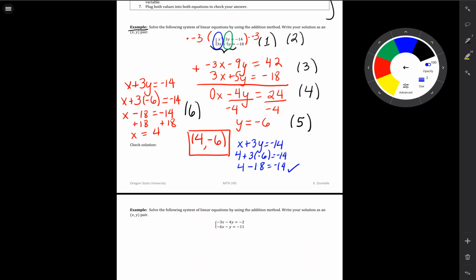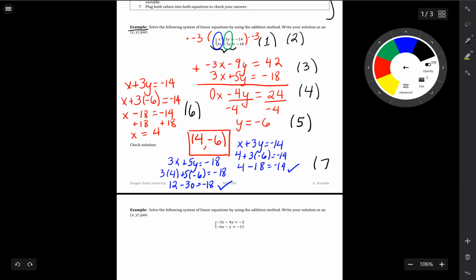And then I need to check the other one as well. So I have 3x plus 5y equals negative 18. That is 3 times 4 plus 5 times negative 6 equals negative 18, or 12 minus 30 equals negative 18, also true. So now that we have done this last step, step 7, we know that we have the correct answer. So we are good to go.